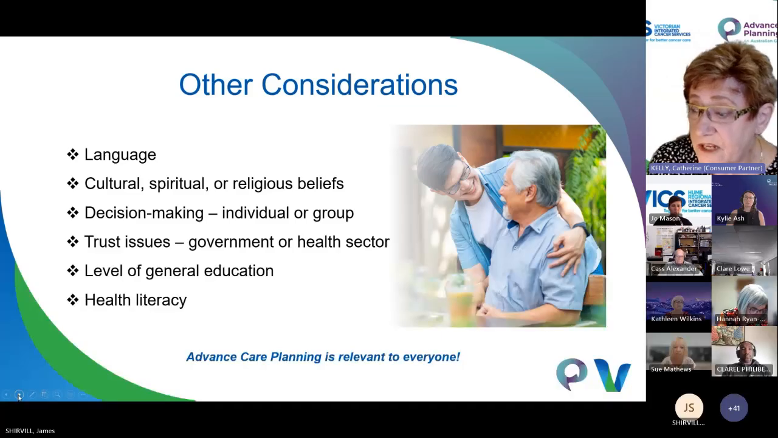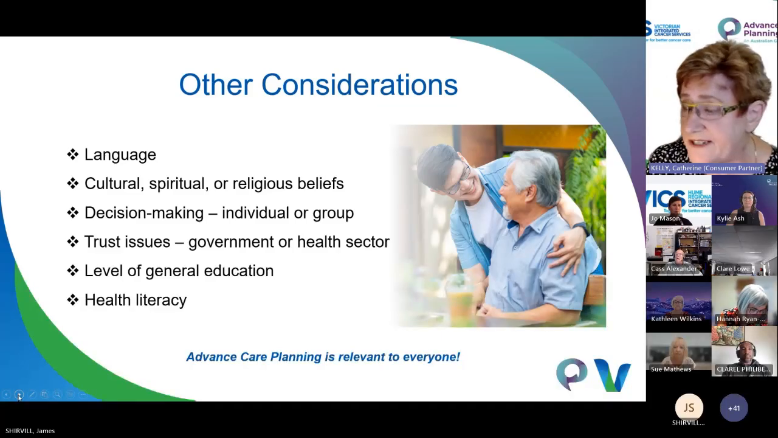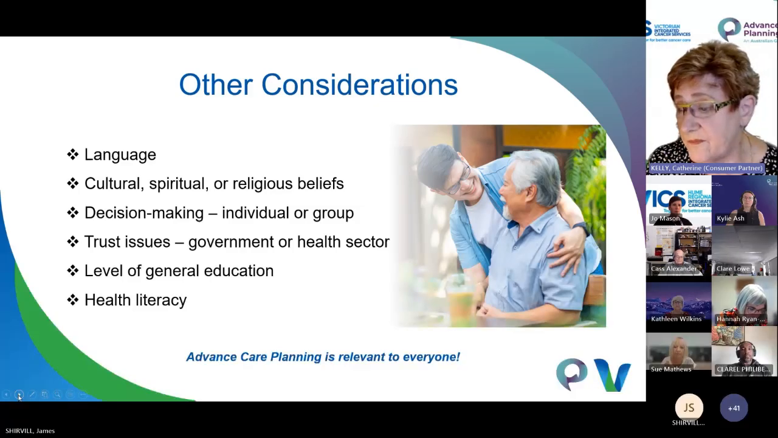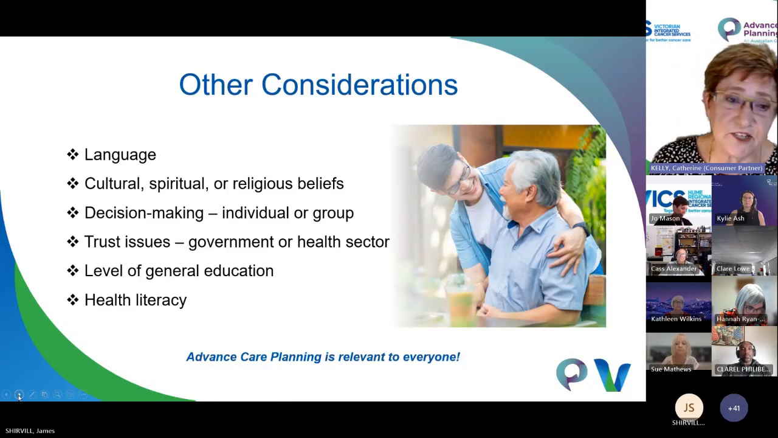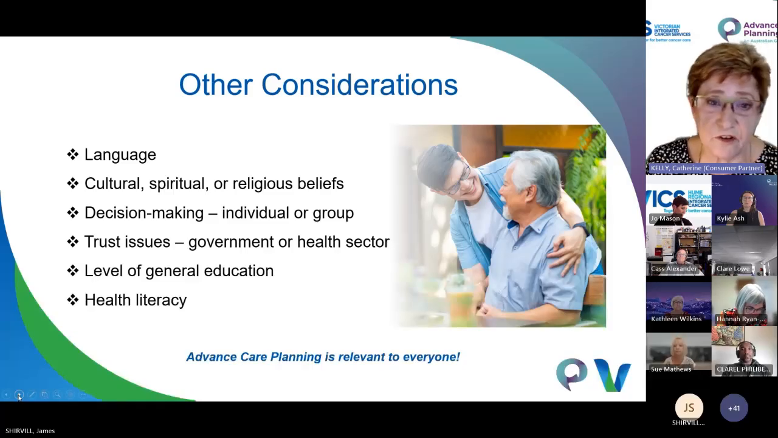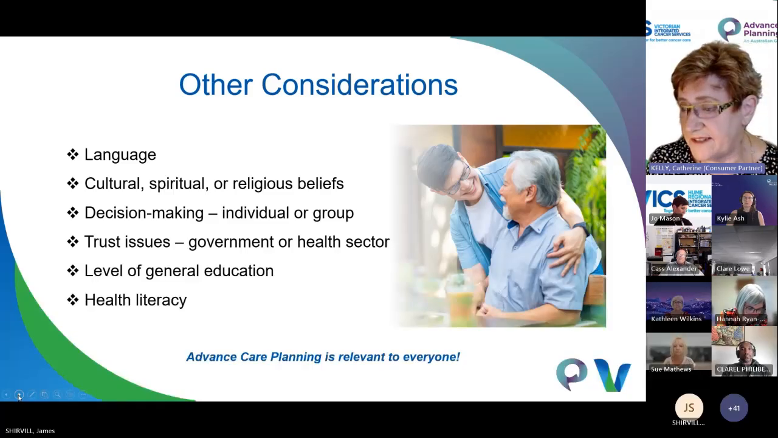And the notion of formally giving a power of attorney, like a medical treatment decision maker authority, to another individual is unknown in many other cultures. Don't assume, just ask the person how they want decisions made and by whom. Trust in government or health bureaucracies in other cultures is low for lots of different reasons, and it can translate into reluctance to be involved in the advanced care planning process.